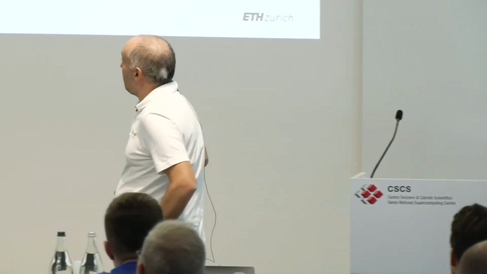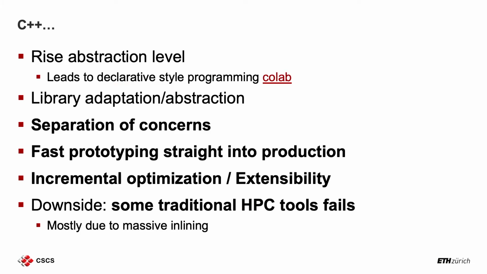So C++ allows you to raise the level of abstraction without compromising on performance. And this leads to declarative style programming. What is declarative style programming? You tell the computer what to do and not how to do it.